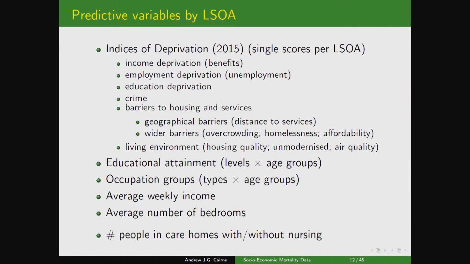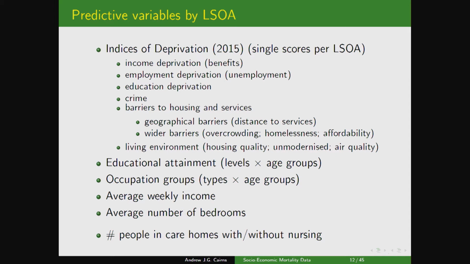So now, talking about the predictive variables, the indices of deprivation are the bedrock of what we've been using in terms of variables that you can use to predict high or low mortality. There's the headline index, the index of multiple deprivation, but there are a number of domains within that, things like income deprivation, etc. I've got a few more slides that will go into more detail on those.